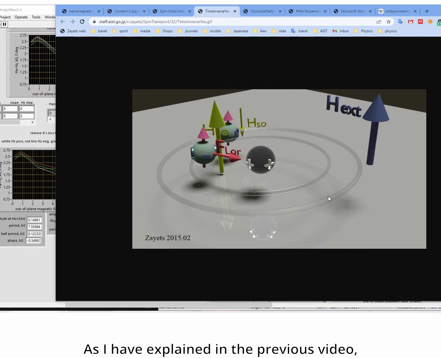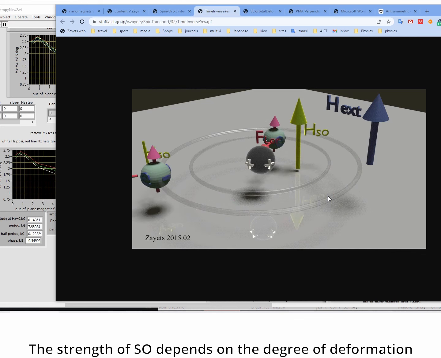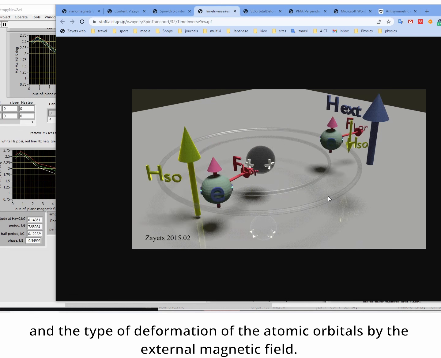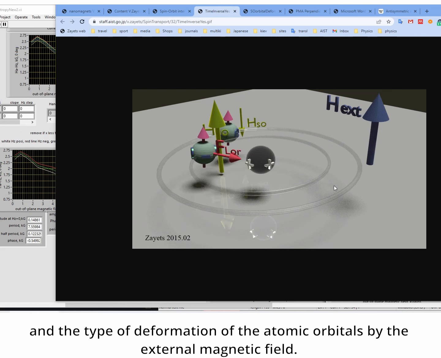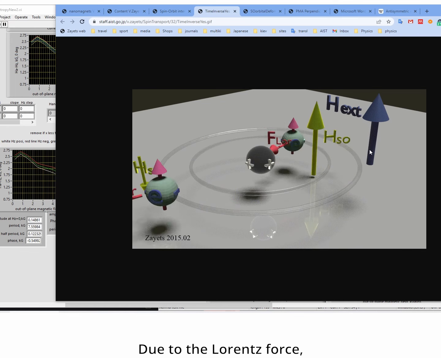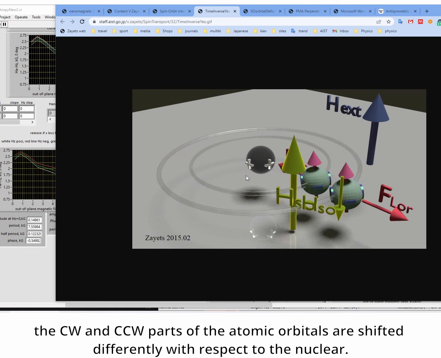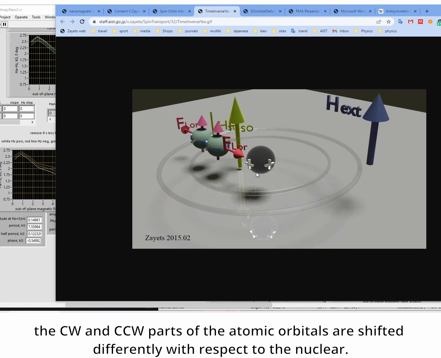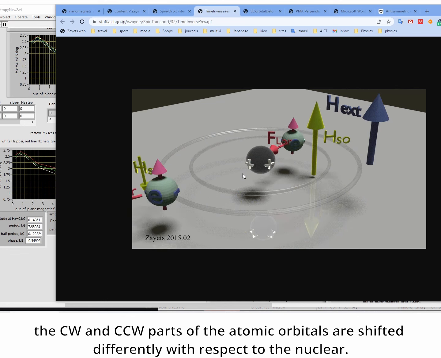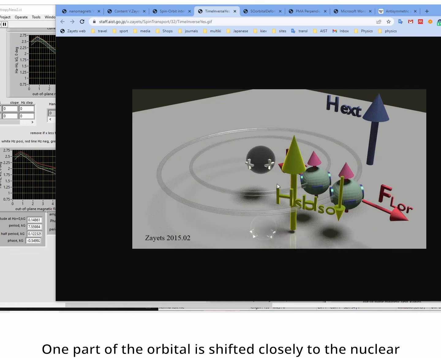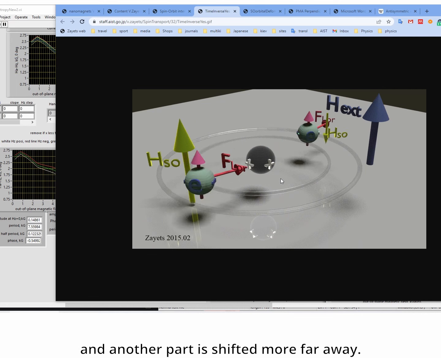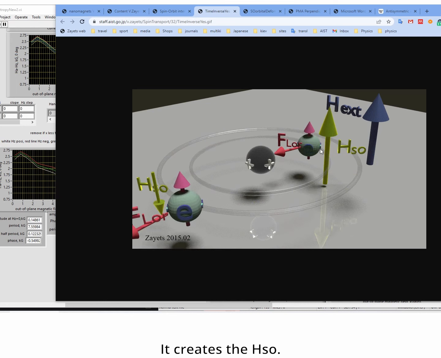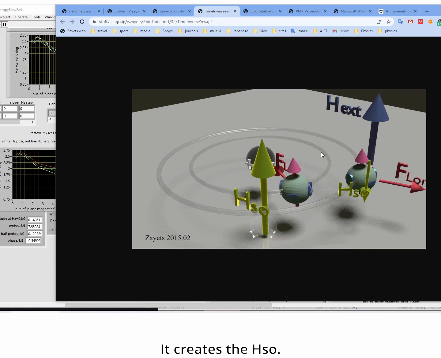As I have explained in the previous video, the strength of spin-orbit interaction depends on the degree and type of deformation of the atomic orbitals by the external magnetic field. Due to the Lorentz force, the clockwise and counterclockwise paths of orbitals are shifted differently with respect to the nucleus. One part is shifted closer to the nucleus, and another part is shifted farther away from the nucleus. It creates the magnetic field of spin-orbit interaction.